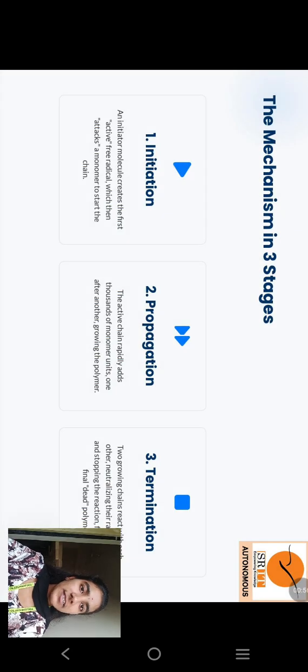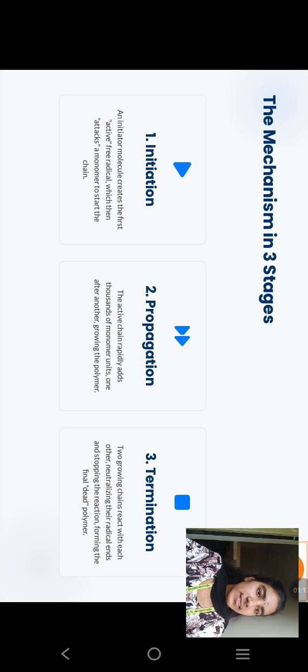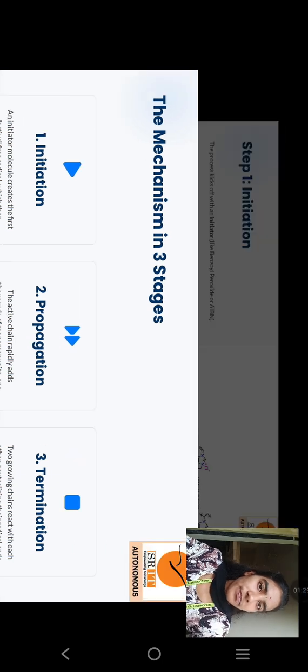The mechanism is in three steps: initiation, propagation and termination. An initiation molecule creates the first active free radical, which then attacks a monomer to start the chain. Propagation: the active chain rapidly adds thousands of monomer units one after another, growing the polymer. And the third one is termination: two growing chains react with each other, neutralizing their radical ends and stopping the reaction, forming the final dead polymer.